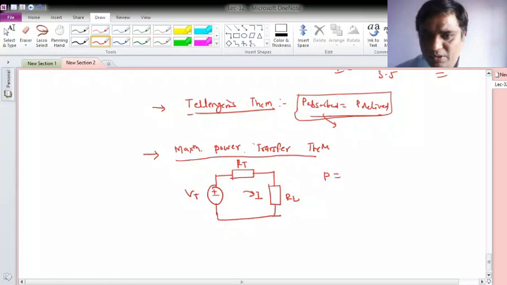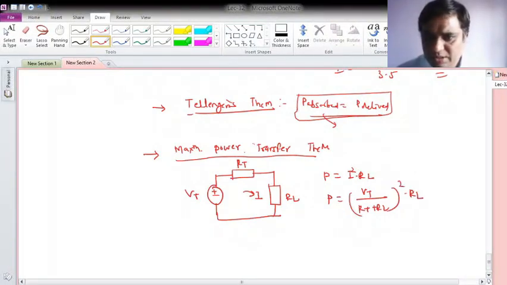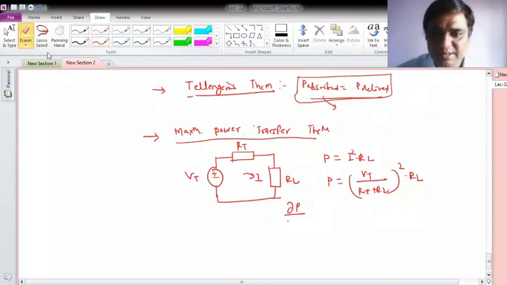So how much power will be absorbed by RL? It will be I square into RL, and I will be Vt upon Rt plus RL, whole square into RL, and this is my power. Okay, and I would like to find out how much is the maximum that can be obtained. So to obtain the maximum power, I will differentiate this to find out the maximum.